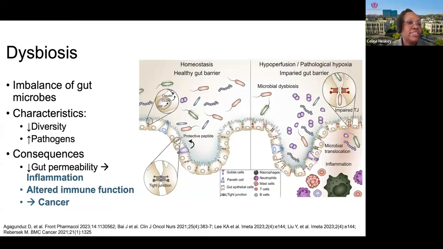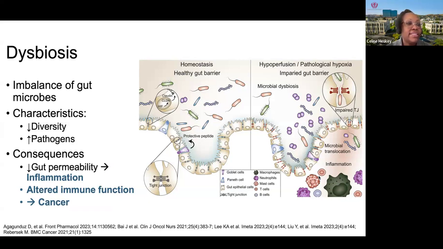Why is the diversity and balance of the microbiota important? Well, an imbalance of gut microbiomes, otherwise known as dysbiosis, has several implications. Dysbiosis is characterized by a decrease in the diversity of the gut microbes, a decrease in the good bacteria, and an increase in the bad bacteria, including pathogens, which can increase the risk of acute and chronic illnesses.